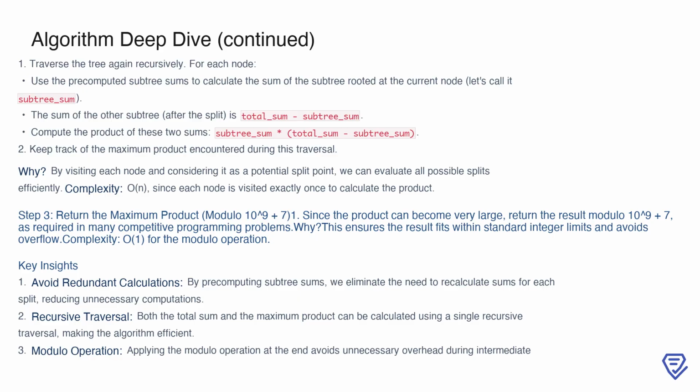By visiting each node exactly once, we efficiently evaluate all potential split points, keeping the overall complexity O(n). Finally, since the product can grow very large, we return the result modulo 10 to the power of 9 plus 7, ensuring that the value remains within standard integer limits and avoids overflow.